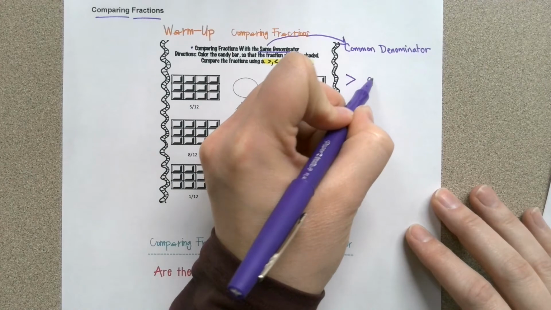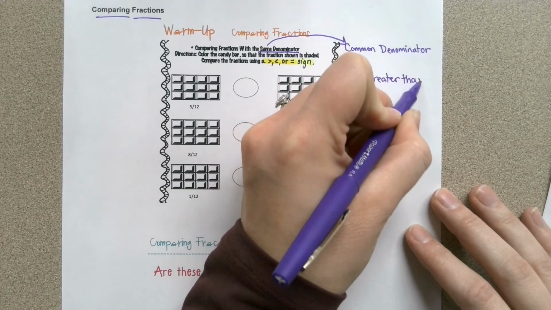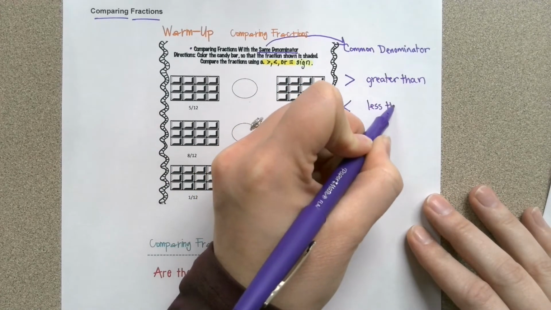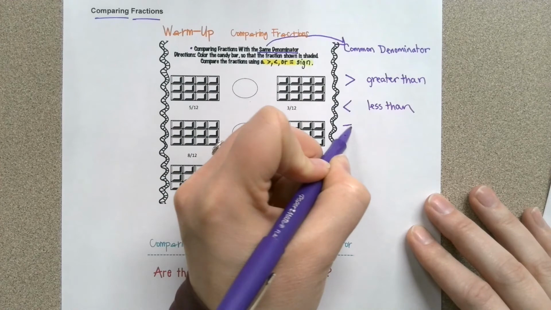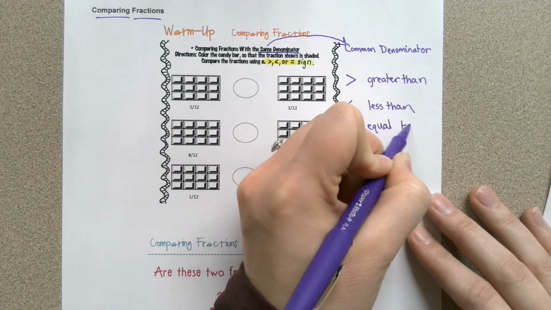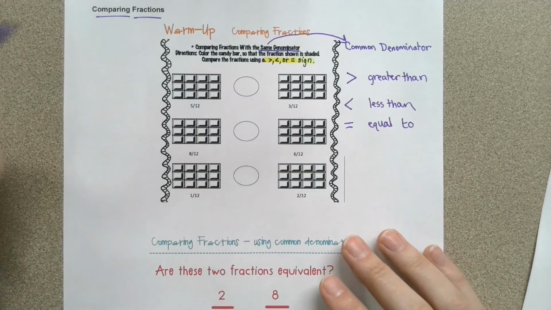This is the greater than symbol. This symbol is the less than symbol. And then we have the equal to symbol, the one we're most familiar with. Okay, so that'll be there for a quick reference.